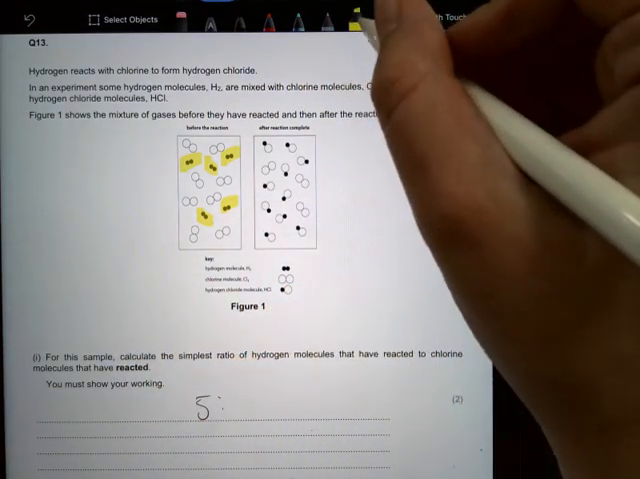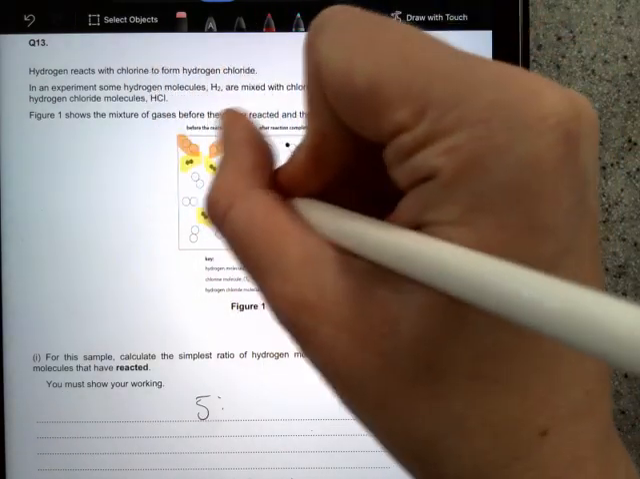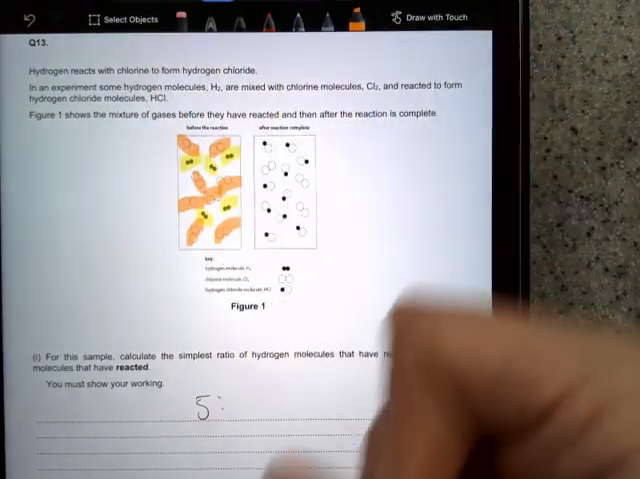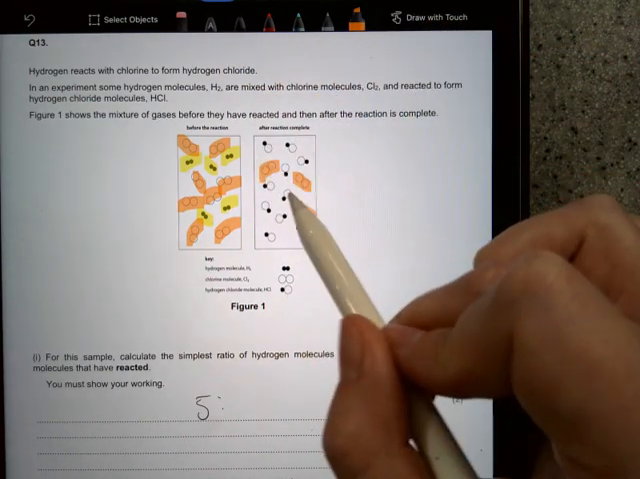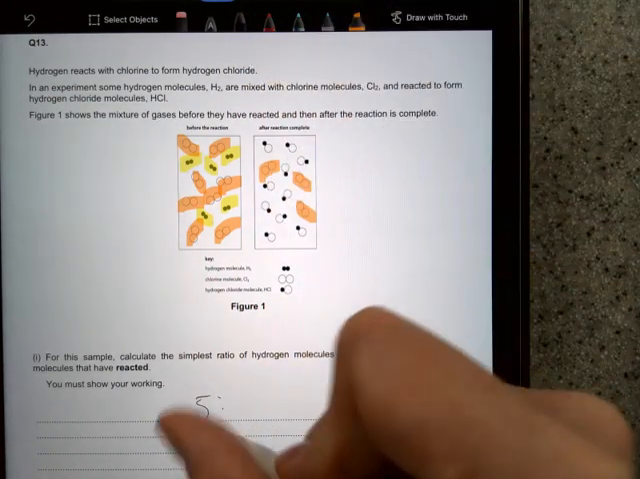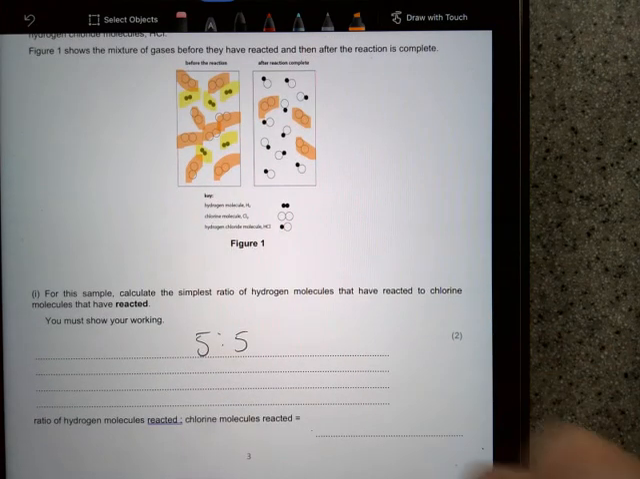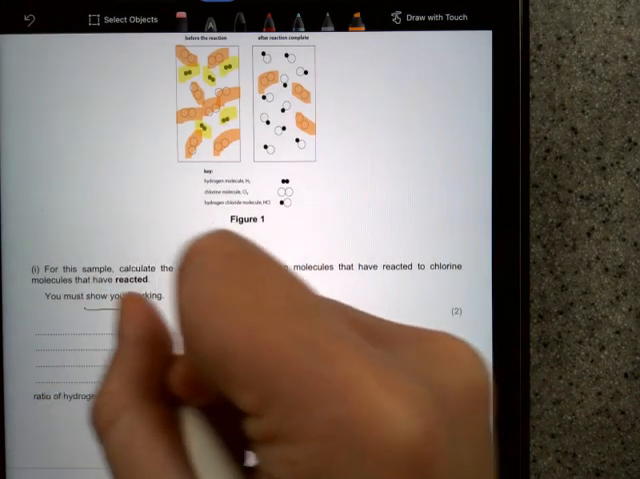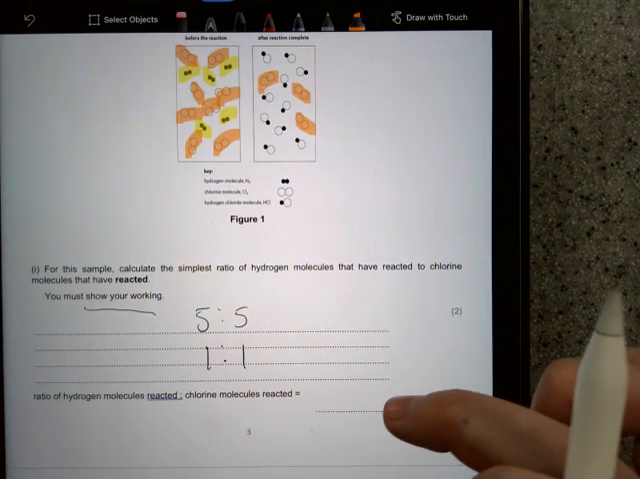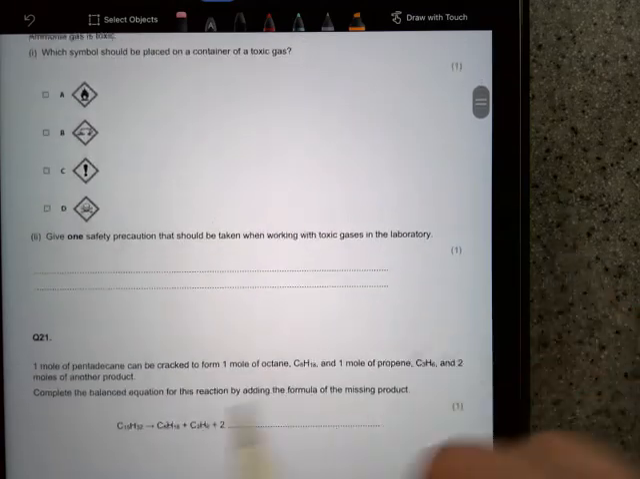If I look at the white circles, they're representing chlorine molecules, and I'm starting off with 1, 2, 3, 4, 5, 6, 7, 8 of them. After the reaction, I've still got 1, 2, 3 left. The other 5 have all reacted, so 5 hydrogen molecules react with 5 chlorine molecules. You're asked for the simplest ratio. 5:5 is simplified to 1:1. Because you have to show your working, if you just write 1:1, you're not going to get those marks. This should all be straightforward.